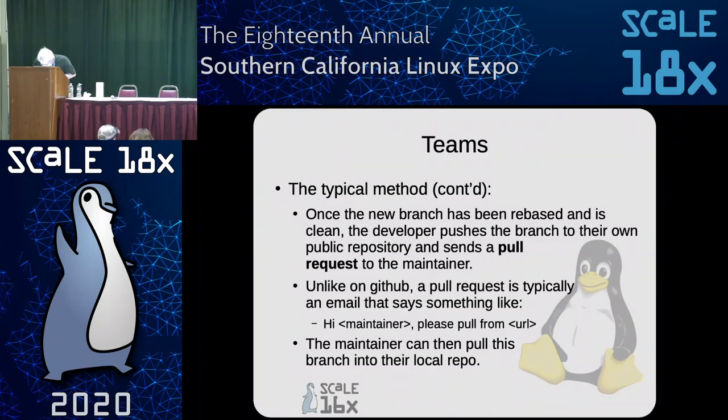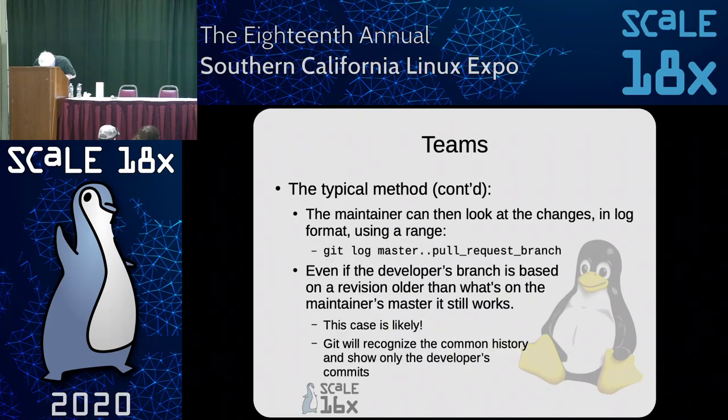Once the new branch has been rebased and cleaned, the developer pushes the branch to their own public repository, and then sends a pull request, which isn't the same thing as what GitHub calls a pull request. Basically, a pull request is typically an email that says something like, "Hi, please pull from URL," and then the maintainer can pull this branch into their own local repository.